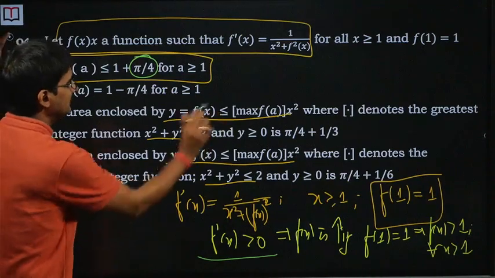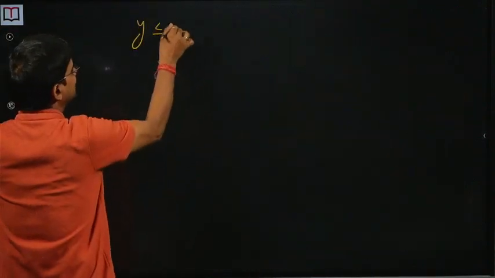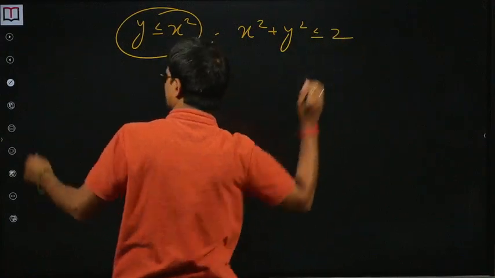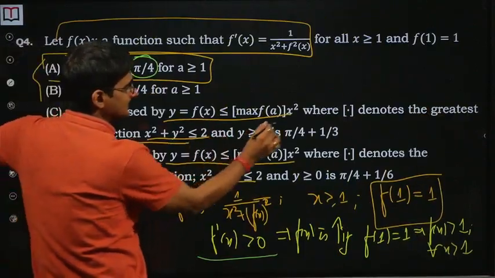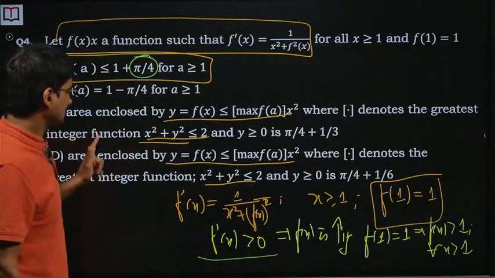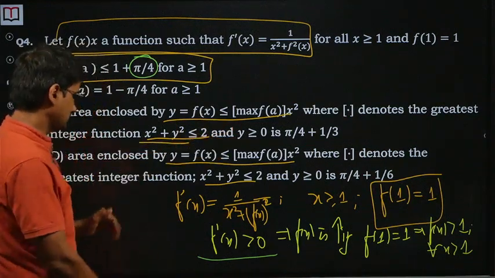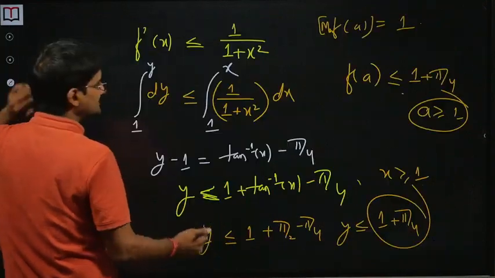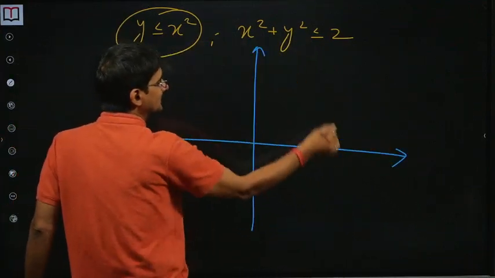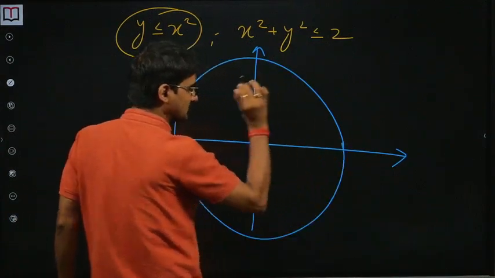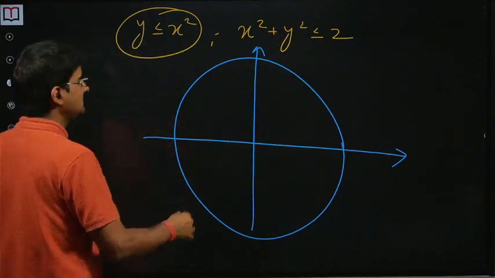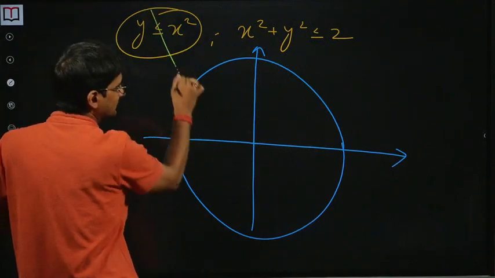So y is less than or equal to x square. That's one. And another one is x square plus y square is less than or equal to 2, and the area enclosed by this and y is greater than or equal to 0. In both the cases it's the same thing. So let's draw the curve. How does the curve look like? One is a parabola. Another one is a circle, x square plus y square is equal to 2, with a radius root 2, center at origin, and this is the another curve, y is equal to x square.